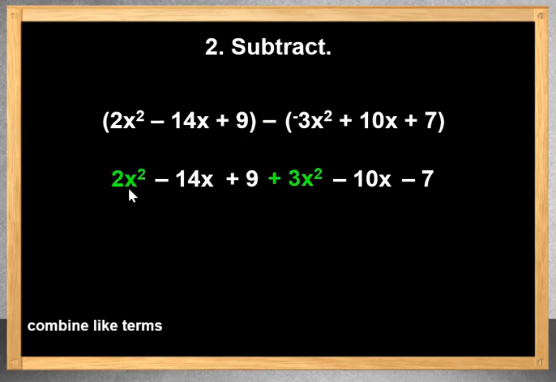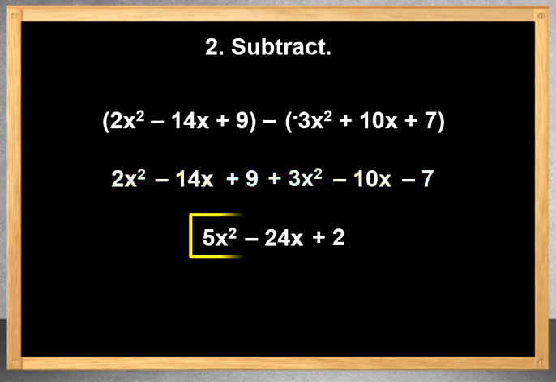So I've got 2x squared plus 3x squared, that's 5x squared. The x terms, there's two of those, negative 4 minus 10. Combine those two, that's negative 14x, minus 14x. And then 9 minus 7 is positive 2. And there you have adding and subtracting. Let's go on to multiplication.